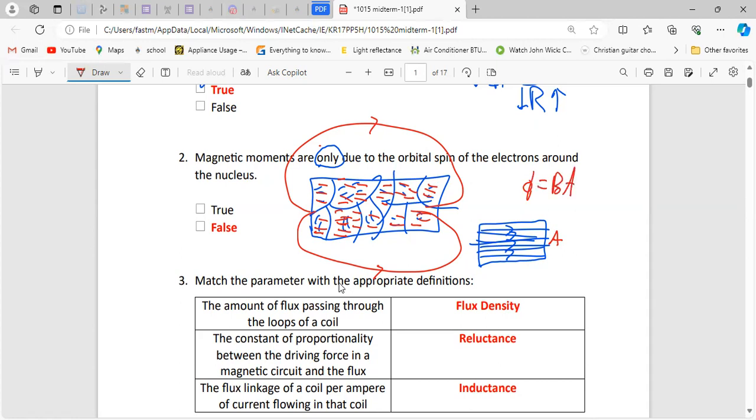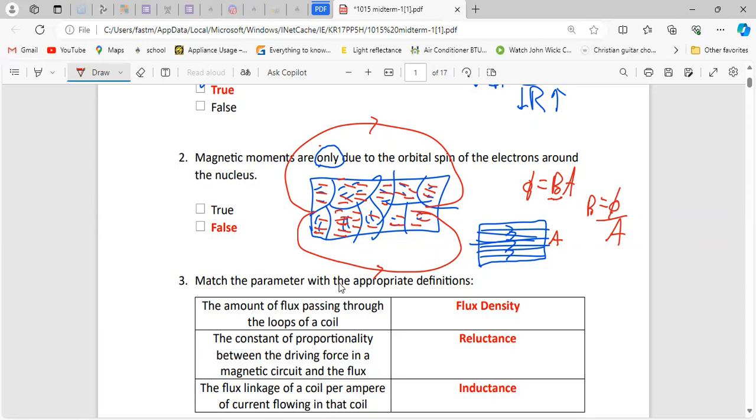So if I make B the subject of the formula, which is flux density, you will have the flux divided by the area, because it's flux density. So flux density is the amount of flux lines divided by the area across which it passes. So that's this one.